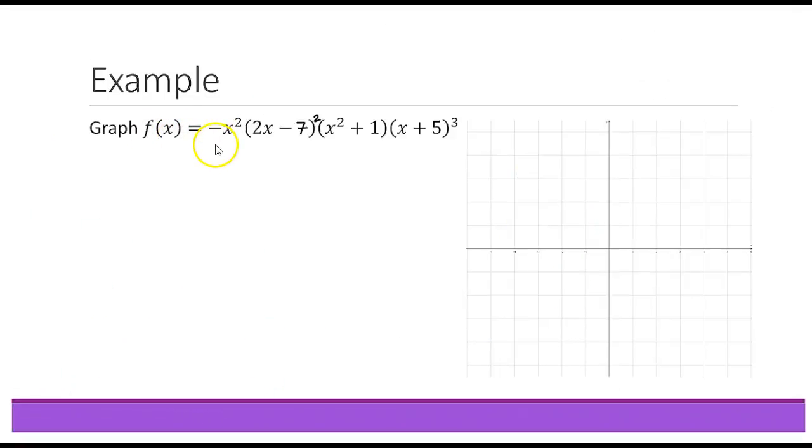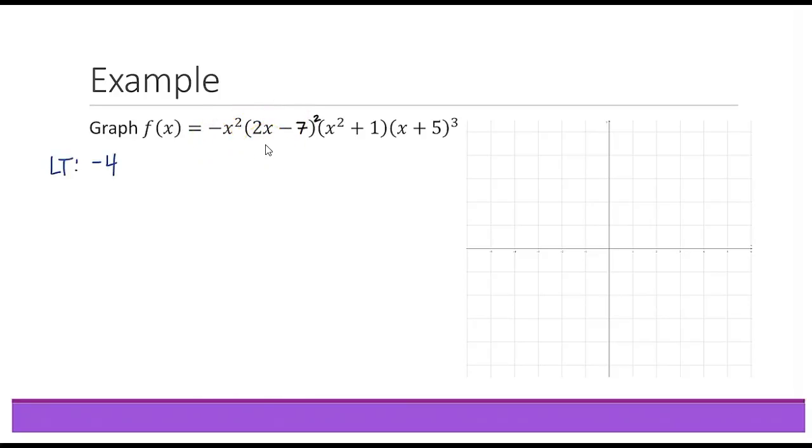In this example, we want to graph negative x squared times the quantity 2x minus 7 squared times the quantity x squared plus 1 times the quantity x plus 5 cubed. So let's start by finding the leading term. Here we have negative x squared, and here we have 2x minus 7 squared. So this 2x would get squared, and that would mean I'd have a 4x squared times this negative 1. So I'm going to have a leading coefficient of negative 4.